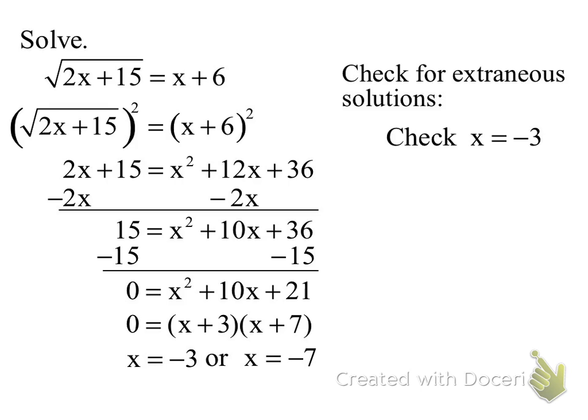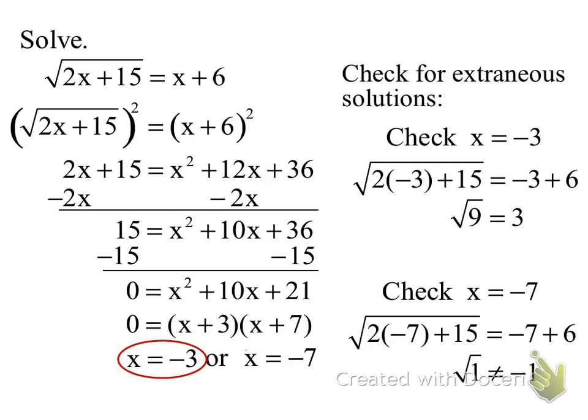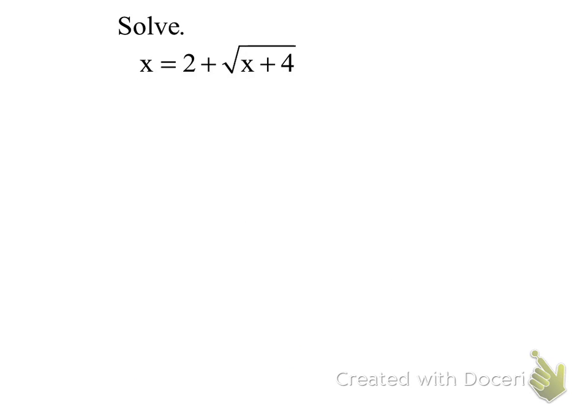Which one was extraneous? Yep, negative 7. You can see that it didn't work there. Okay, are there any questions?